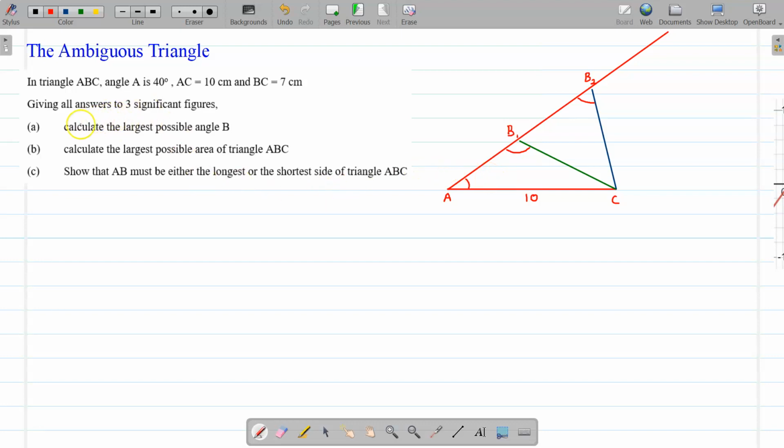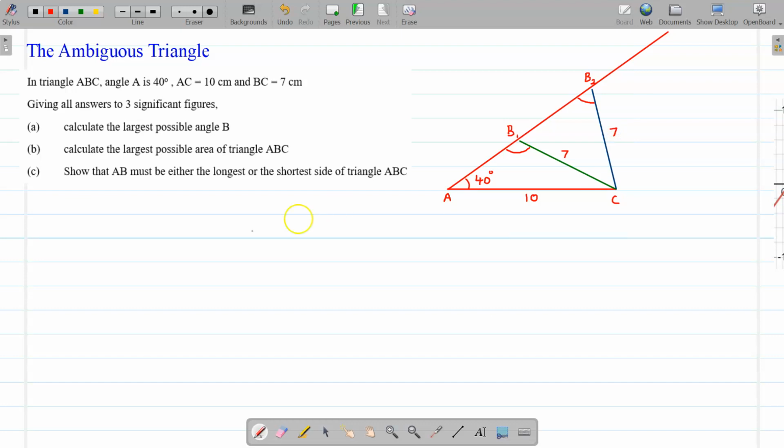Now, the first question says calculate the largest possible angle B. If you look at these two angles I've just drawn, B1 is larger because it's an obtuse angle, B2 is smaller. So I'm interested in working out B1. This is what I need to do. I'm going to start by using the sine rule. By the way, at A, I should mark this angle as 40 degrees, so I better put that in first. Also, before I go any further, I ought to label these two lines as 7 each.